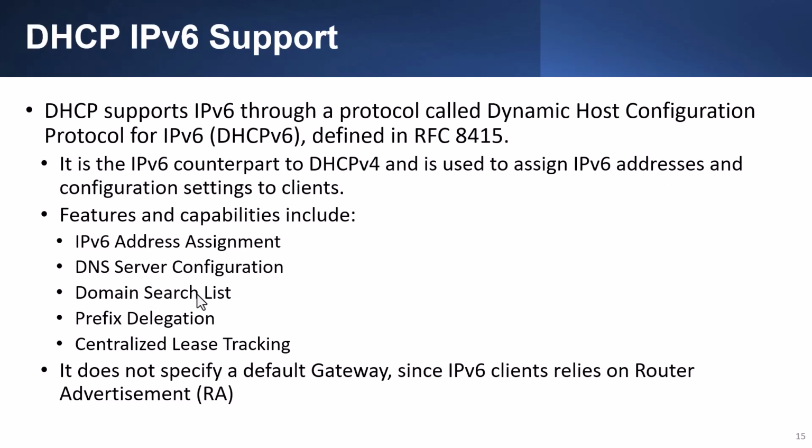DHCP supports IP version 6 through a protocol called Dynamic Host Configuration Protocol for IP version 6, defined in RFC 8415. This is the IP version 6 counterpart to DHCP version 4 and is used to assign IP version 6 addresses and configuration settings to the clients. Features and capabilities include IP version 6 address assignment, DNS server configuration, domain search list, prefix delegation, and centralized lease tracking. It does not specify a default gateway since IP version 6 clients rely on router advertisements, or RA.